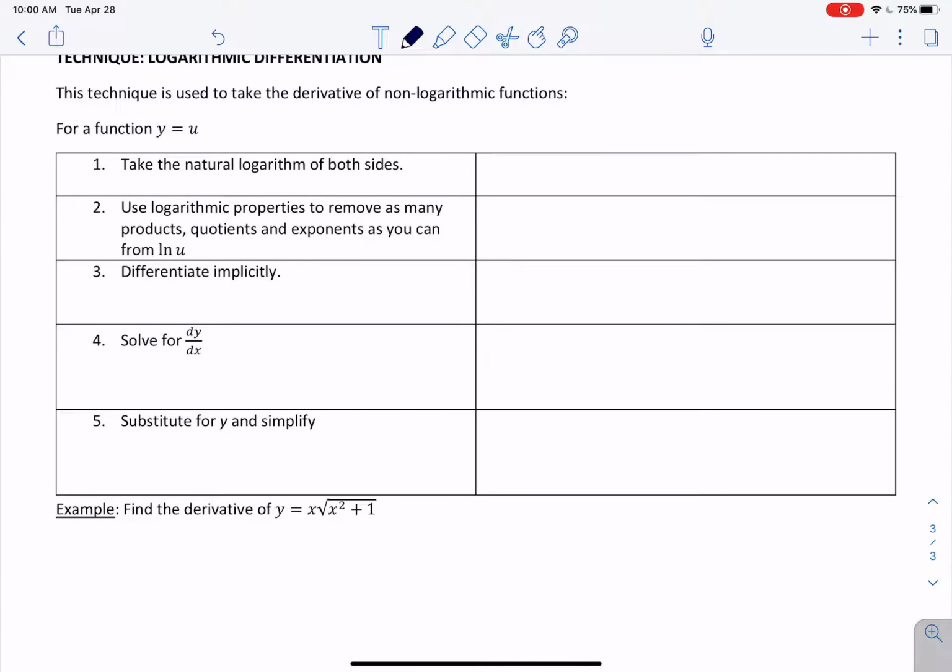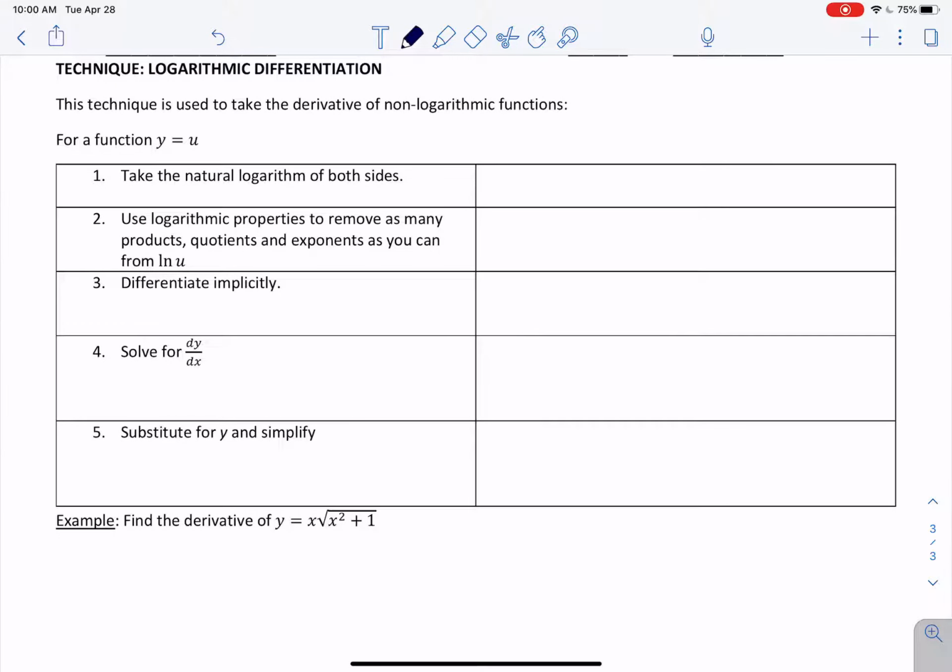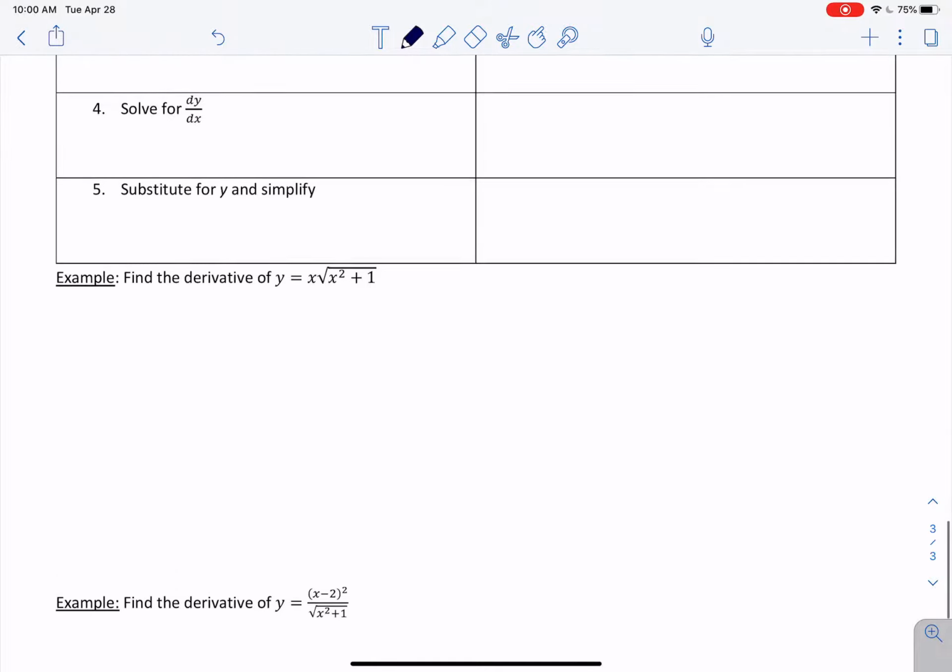The last thing we're going to do in this is something called logarithmic differentiation. So logarithmic differentiation is a process that we can use to find some derivatives of more complicated functions without needing the product rule or the chain or the quotient rule.